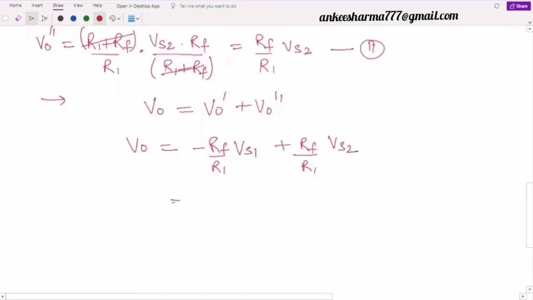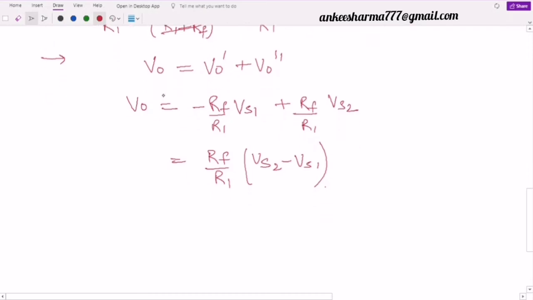So if I take Rf by R1 outside, what I have obtained inside is Vs2 minus Vs1. Right? And what is this Vs2 minus Vs1? Or in the other way, if I simply write in the form of minus Rf by R1, in some of the books it is written like this also, so it is one and the same thing. I'm just replacing the gain with a negative value, so you will get Vs1 minus Vs2.